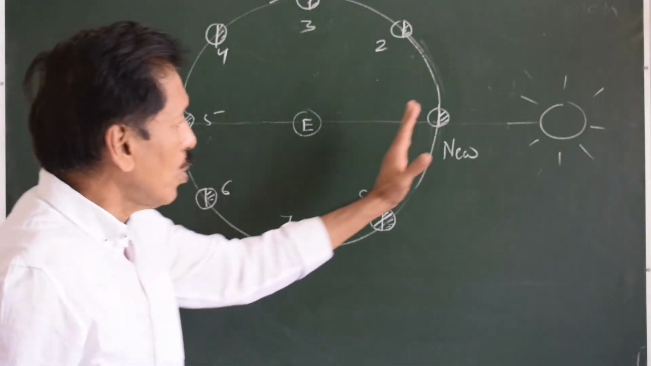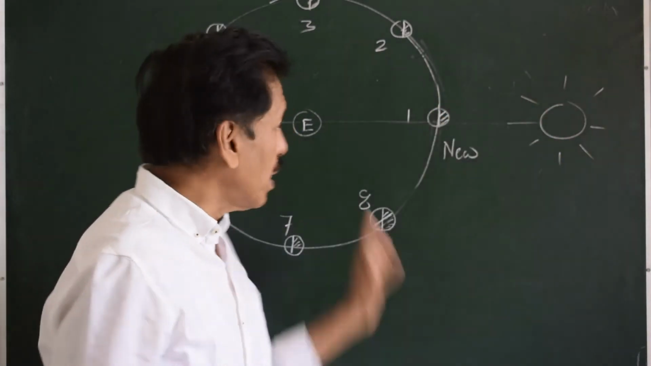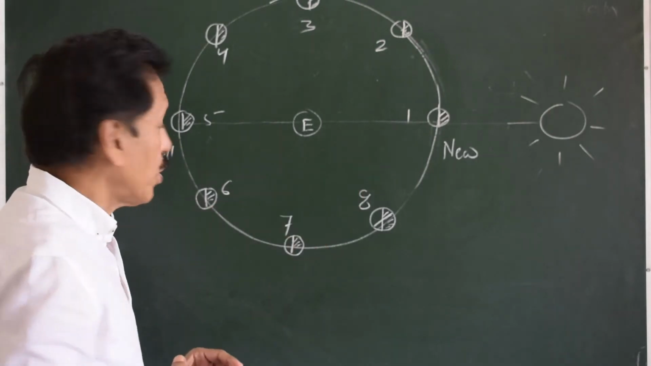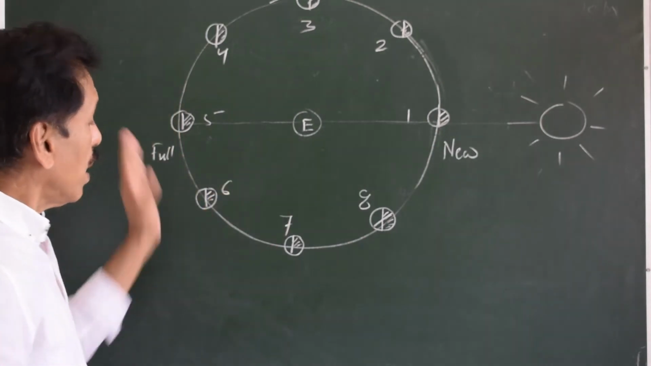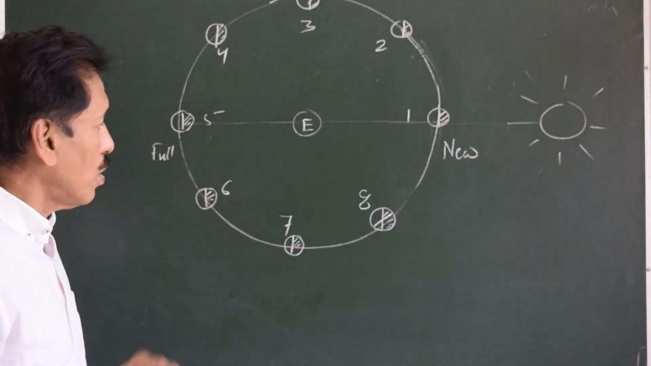What happens on the new moon? The entire lit portion which is towards the sun is turned away from Earth. We don't see any moon and we call it new moon. Whereas the 50% of the moon which is towards the sun is also facing the Earth. We see the entire moon lit, and this is called full moon.